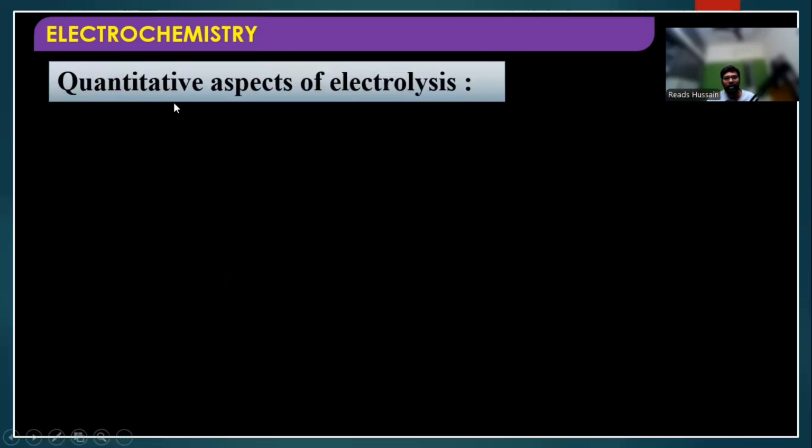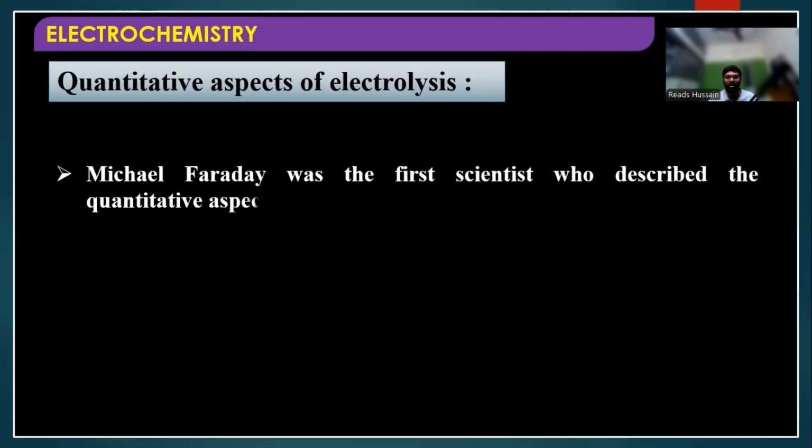Next, quantitative aspects of electrolysis. That is a very important topic, and now we are going to enter into Faraday's laws. Michael Faraday was the first scientist who described the quantitative aspects of electrolysis. What is quantitative analysis? Quantity means the amount of the substance. How much amount of the substance is deposited or yielded during the electrolysis process.